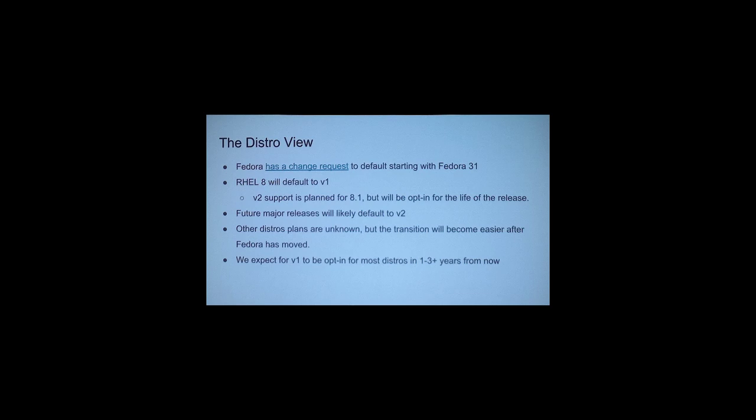On the RHEL side of the house, by the way, RHEL 8 is in beta. Has everybody here used it? Of course, just for the recording, all heads are nodding. Why are you laughing? Don't laugh, cut this out.